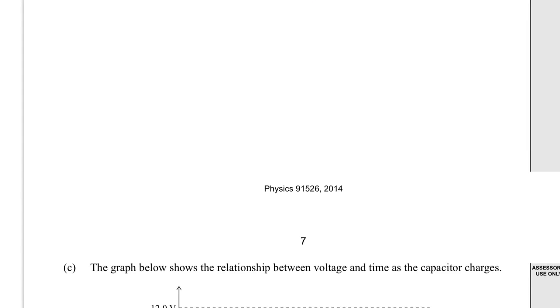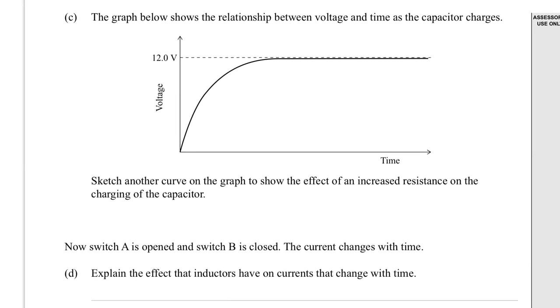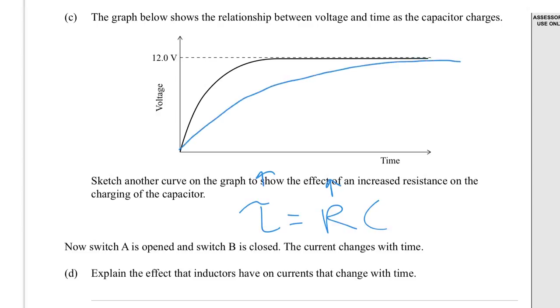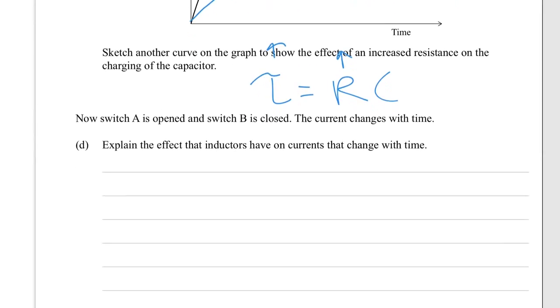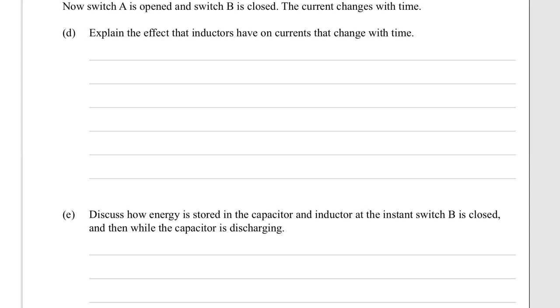Next part. The graph below shows the relationship between the voltage and the time as the capacitor charges. Sketch another curve to show the effect of an increased resistance. Time constant equals RC. Increased resistance means the time constant increases. That means it takes longer to get to the same point, so your curve is going to be underneath. Still exponential though.